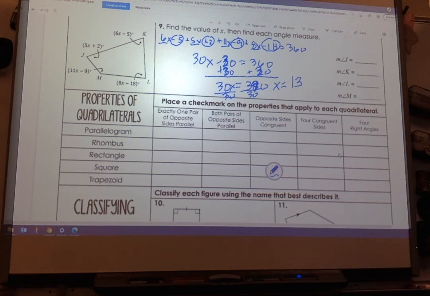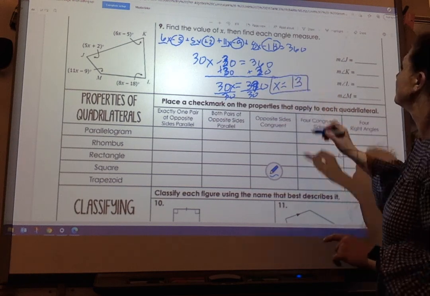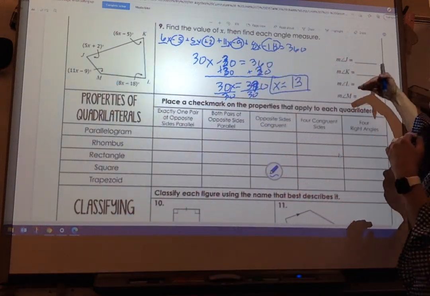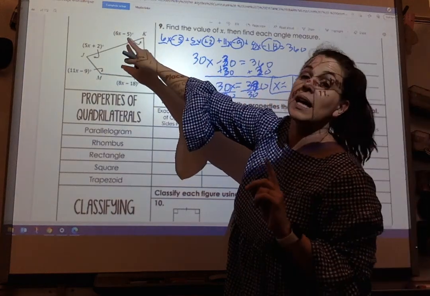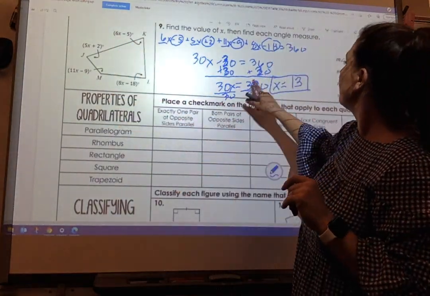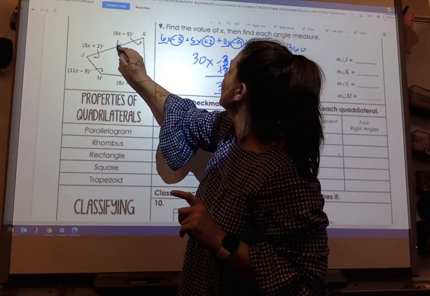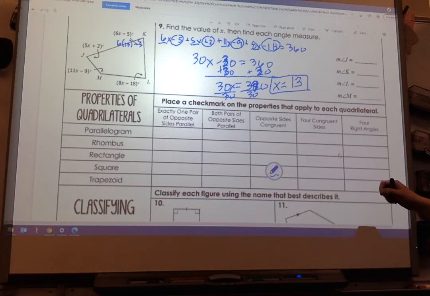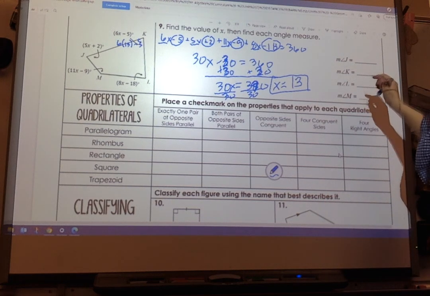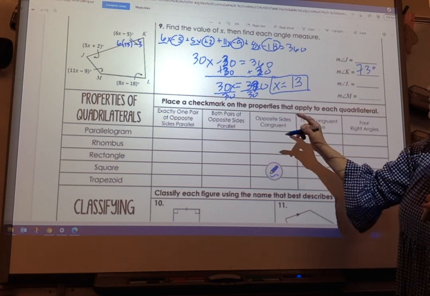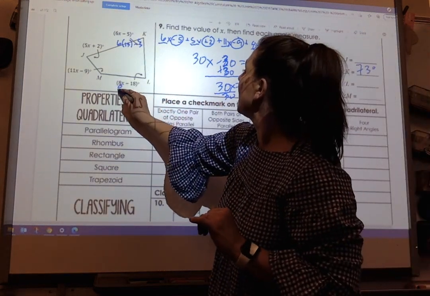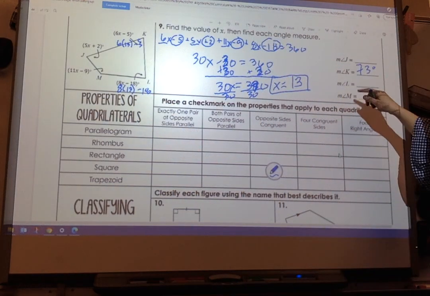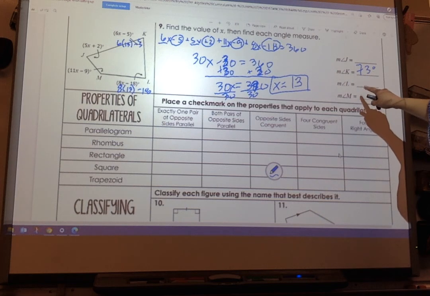X equals 13. Now, here's the deal. I need x in order to solve the angle measurements. But in order to answer the question, you have to go back and plug in x for each value. So if you look at K, I'm going to do 6 times 13 minus 5, and that is going to give us 73 degrees. Okay, so if you go over to L and you plug in 8 times 13 minus 18, that gives me angle L, which is 86 degrees.